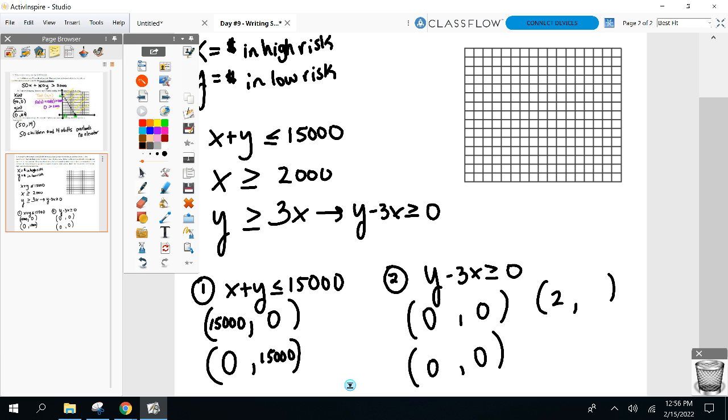So if I plug in 2 for X, Y minus 3 times 2 equals 0. Y minus 6 equals 0. What's your Y value? 6. What are you getting as your Y value for 2? 6. 6, yeah. So now I can line up 0, 0 and 2, 6. Now I can draw on the line.